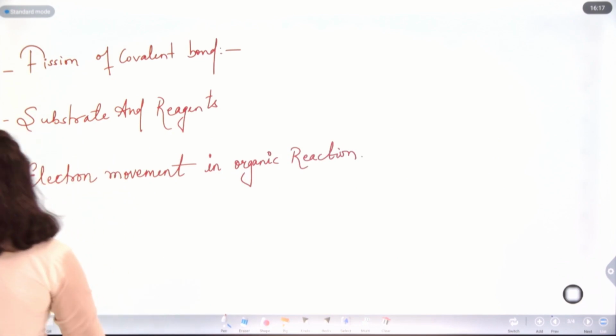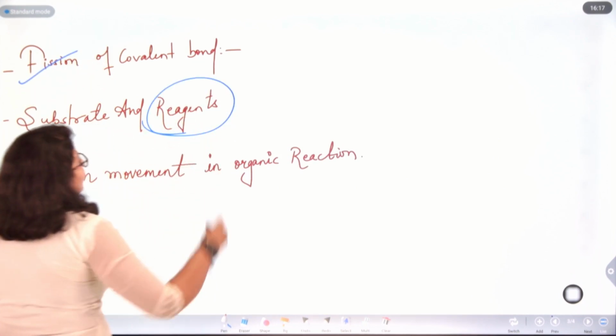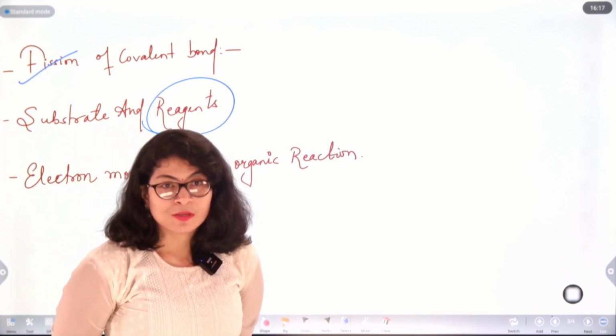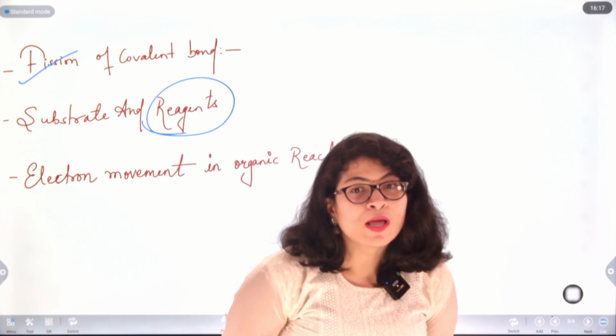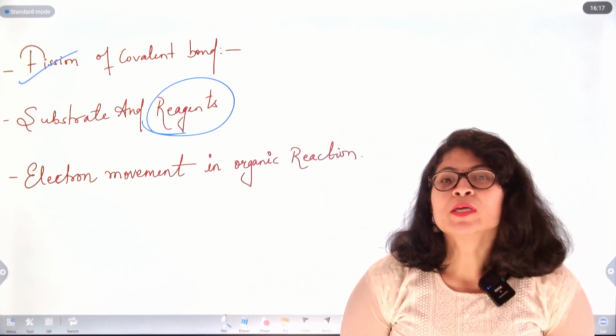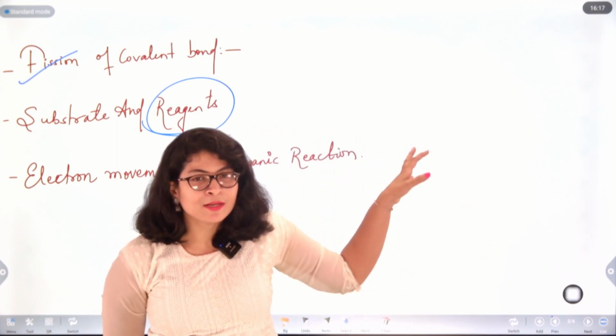So fission of covalent bond is done. We will see about reagents. Now reagents are attacking species, those atoms or ions which attack our substrate. Okay, so basically understand a situation. This is exactly like human nature.